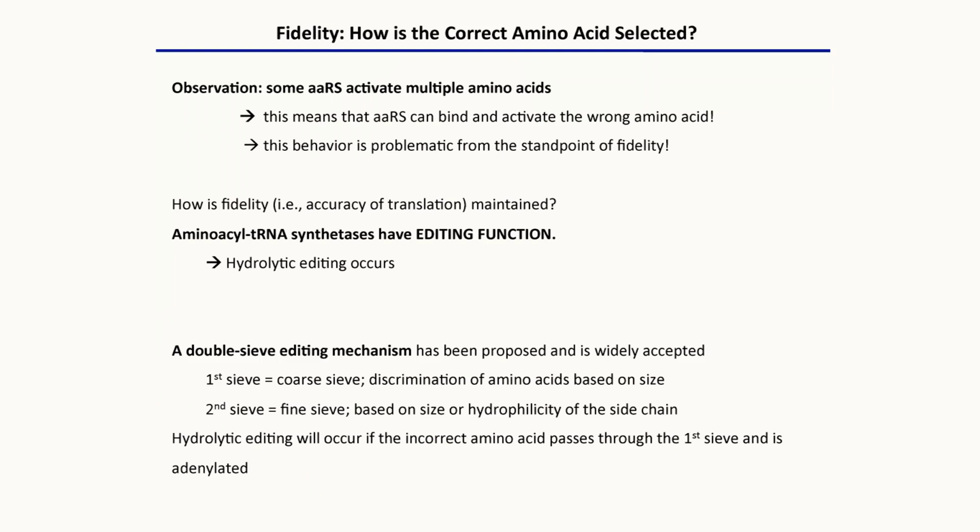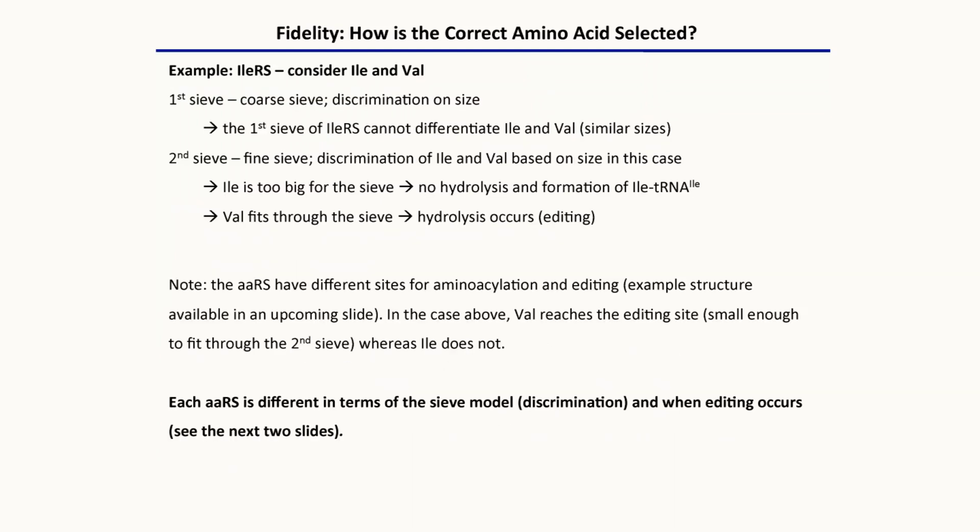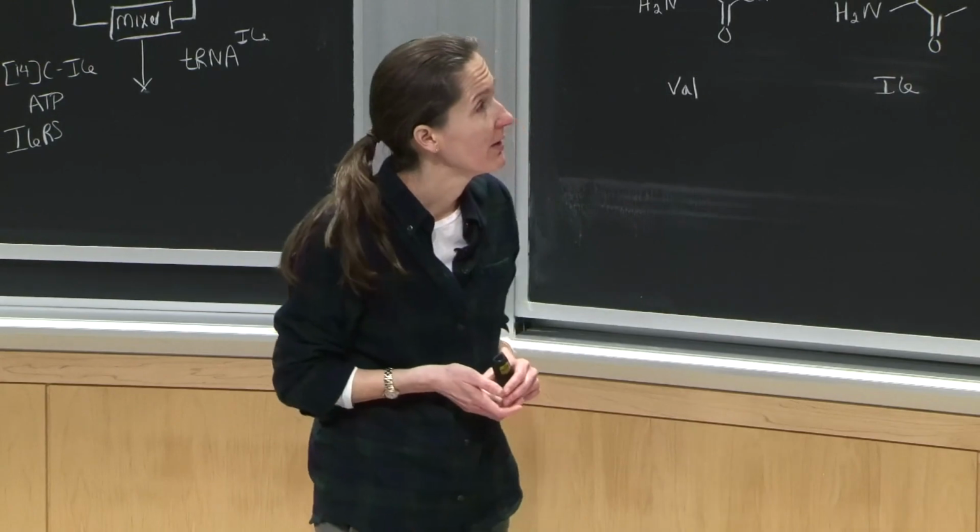So effectively, if an incorrect amino acid passes through this first sieve, in other words, if it binds to the enzyme and becomes activated, hydrolytic editing will occur. So think about hydrolysis in terms of having breakdown of these species. So if the incorrect amino acid passes through and is adenylated, there'll be hydrolysis. So let's consider some examples.